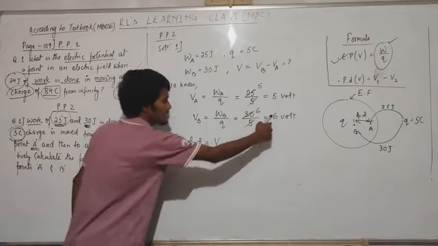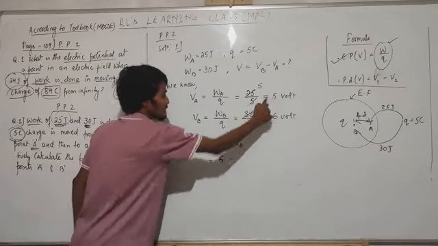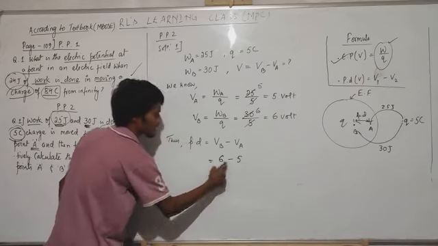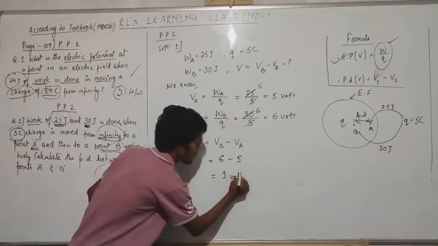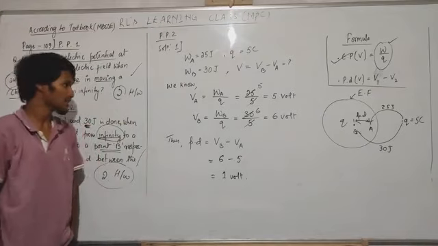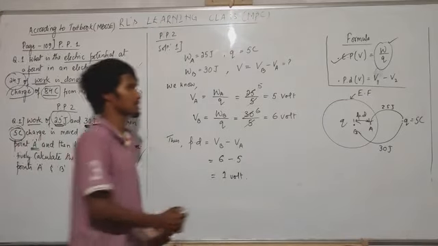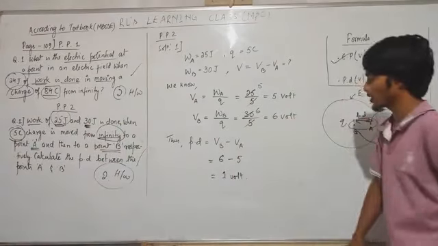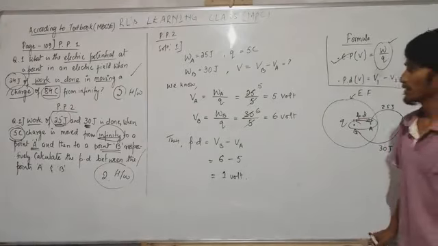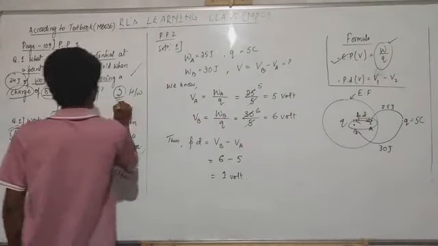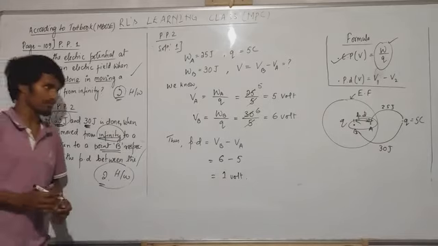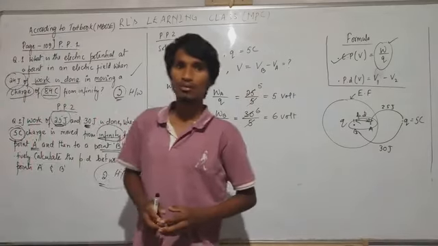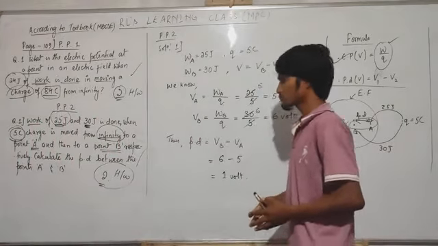Then VB here is 6 volt and VA is 5 volt. Then 6 minus 5 we get 1 volt. This will be the answer for this question: the potential difference between point A and point B is 1 volt. Please solve question number 2 from both practice problem 1 and practice problem 2. Now we'll do the exercise.